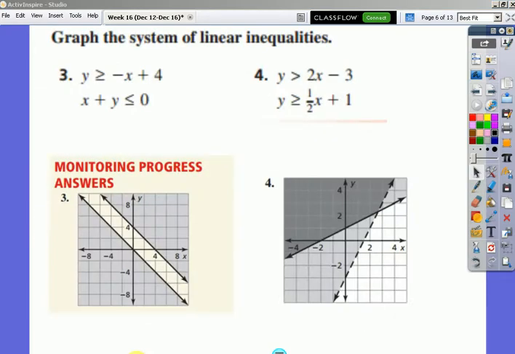For those of you who are absent and watching this video, we practiced number 3 and 4, monitoring progress, and here are the respective answers for 3 and 4. 3 is no solution. 4, the darkest shaded region, is the solution to those systems of linear inequalities. I would put this in your notes so that you have it to study and make sure that you understand the concepts.